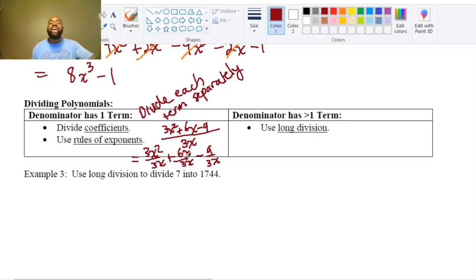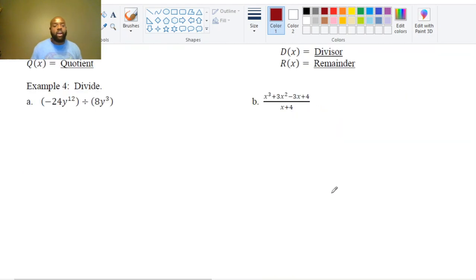When you simplify, remember your rules of exponents here: you subtract your exponents when your bases are the same, or you can cancel them out. That 3 will cancel with that 9, but that x has to stay in the denominator, all right? That's what we do when we have a polynomial with one term. Let's look at another example of that and where I work through all of that.